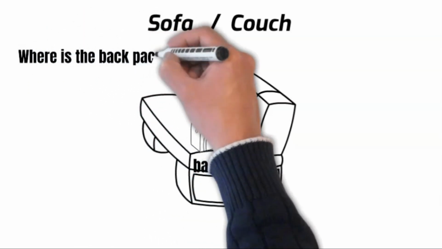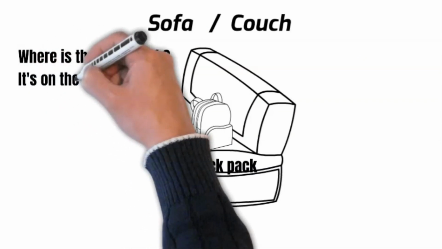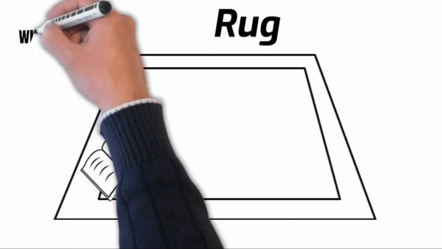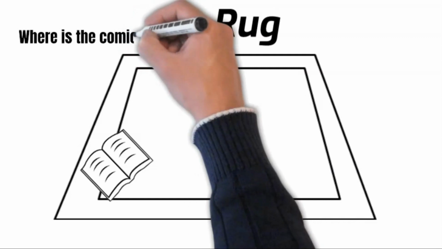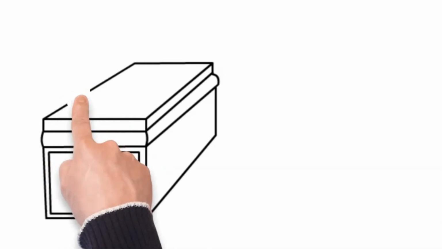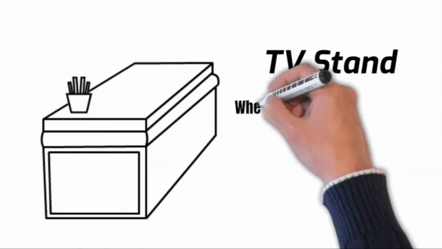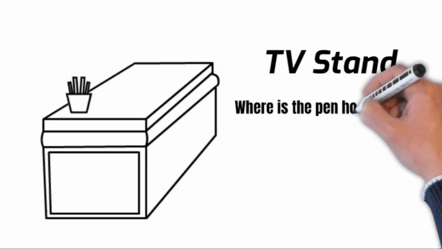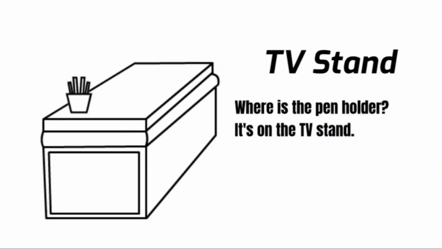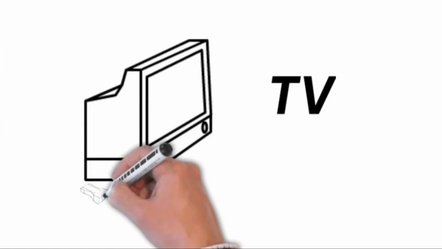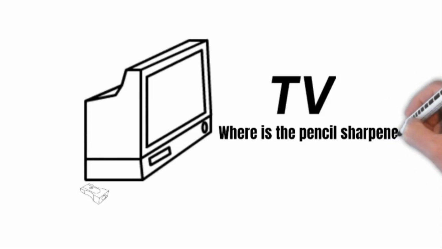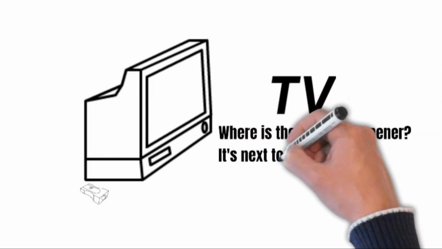Where is the backpack? It's on the sofa. Where is the comic book? It's on the rug. Where is the pen holder? It's on the TV stand. Where is the pencil sharpener? It's next to the TV.